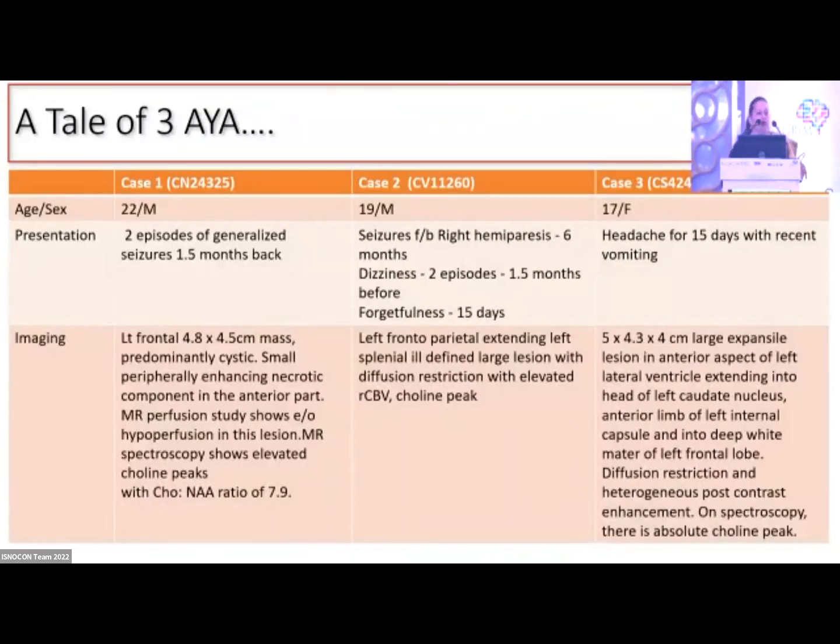So I begin the series of cases with the first series, which I call a tale of 3 AYA. So you can see there are 3 patients. One is a 22-year-old male, a 19 male, and a 17 female. All presented with different symptoms ranging from seizures to headache to hemiparesis, with durations of 1.5 months, 6 months, and 15 days.